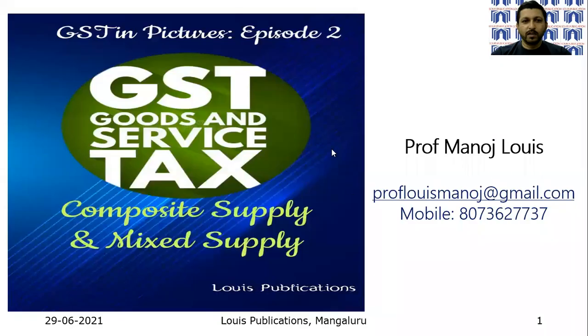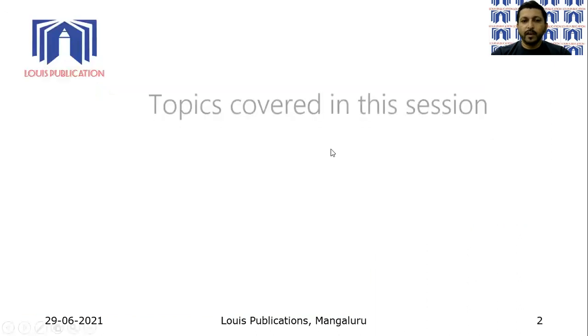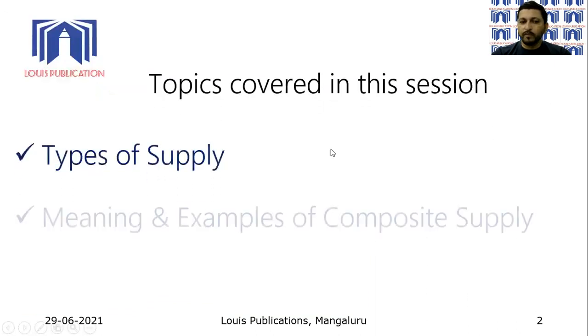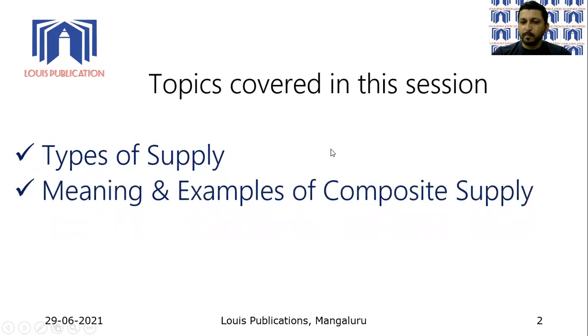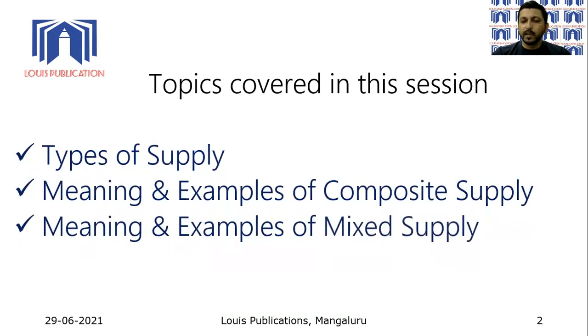In the first series, we have learned about aggregate turnover, taxable turnover. In this particular episode, we are going to learn about two very important concepts, that is composite supply and mixed supply. And to go along with this, we will also try to understand which are the other kinds of supplies that we have under the concept of GST. The topics covered are types of supply, meaning and examples of composite supply, and meaning and examples of mixed supply.